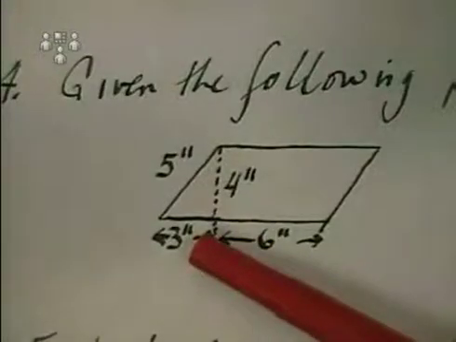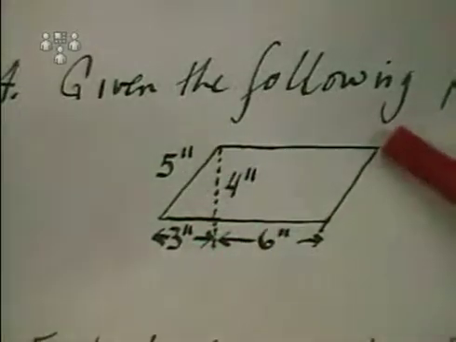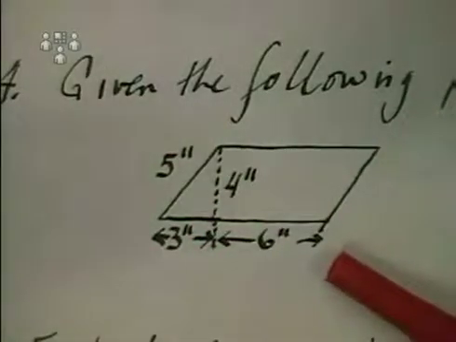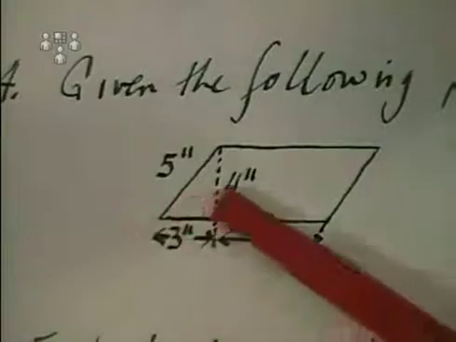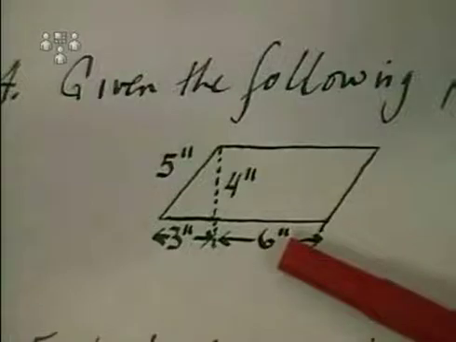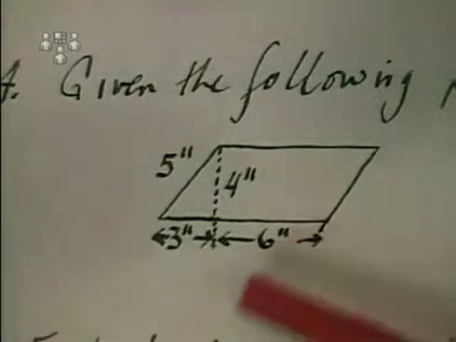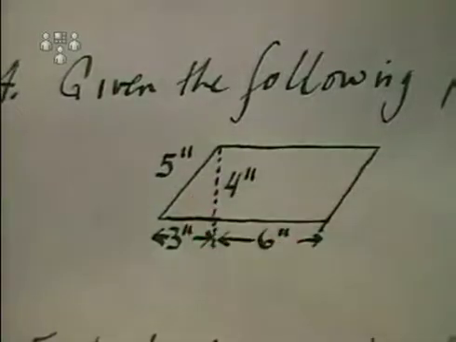There were 2 ways you could have done this problem. One is think of cutting this out and just putting it over here. Or you could have remembered the formula for the area of a parallelogram is the base times the height. And a lot of you said 6 times 4. What did you have to see? 3 and 6 is 9, and 9 times 4 is 36 square inches. 9 times 4, because you have 9 for the base, 4 for the height.